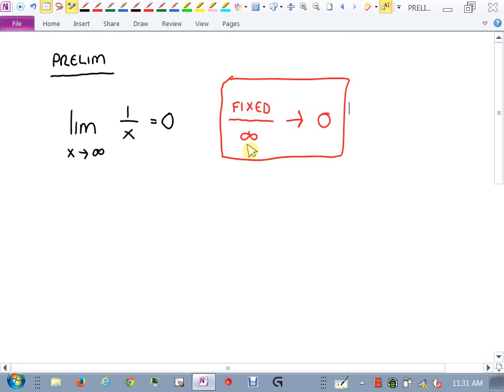All right. Okay, so what about this? What would the limit as x goes to infinity of x to the negative 2 be?